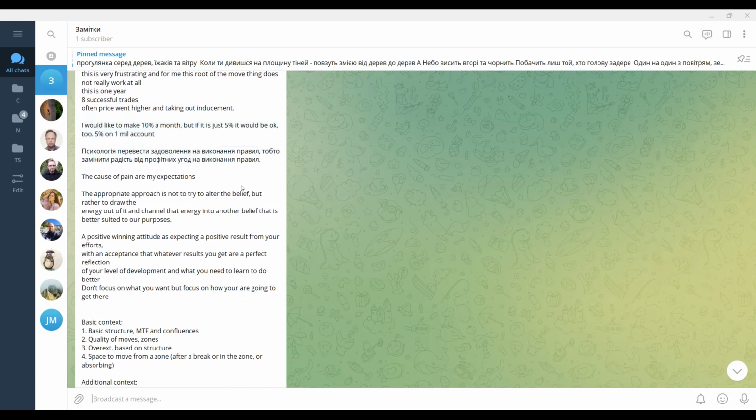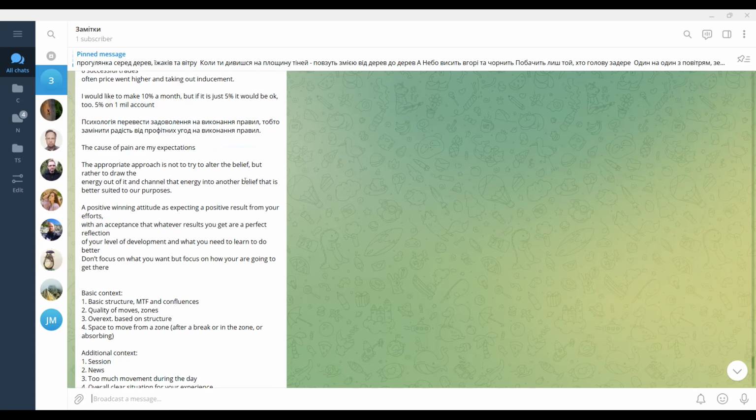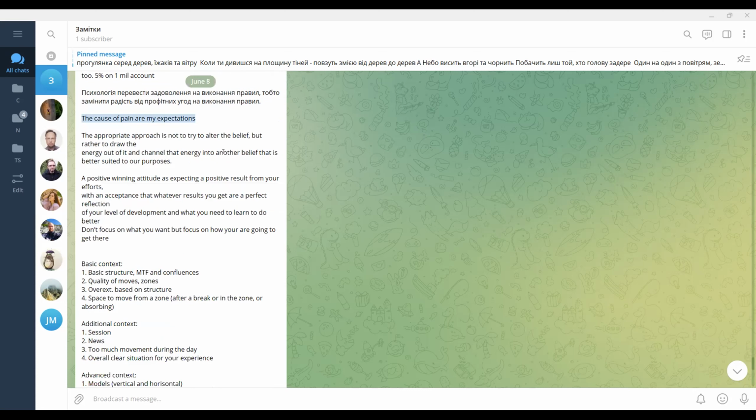This is about making your joy from rule following, and some quotes just for yourself to think about: the cause of pain is usually expectations. Expectations are a big thing. So what I propose you to do is to let go of some expectations or make them smaller, and just focus on your style, on your work, on your backtest. Expect you will do it, you will get your funded account, but you just don't know exactly when it will happen. Okay.